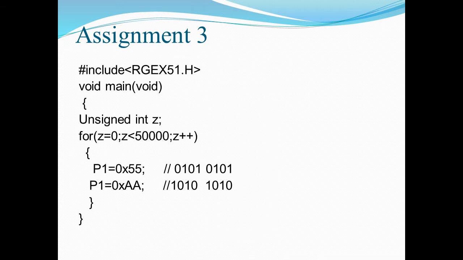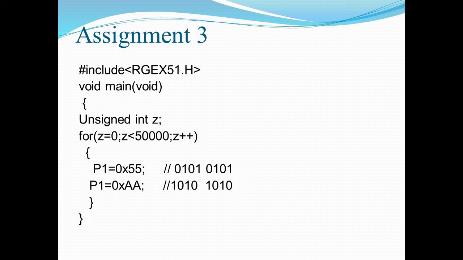First of all we have to include the reg51 file, then void main(void) is there, and I am talking about unsigned int z. This is a counter which ranges from 0 to 50,000, and with each loop it will go on incrementing. I was talking about toggling of the port, that is P1 equal to 0x55. What is meant by 55? It is 01010101, alternate LEDs are on and off, and after that the pattern is 0xAA.